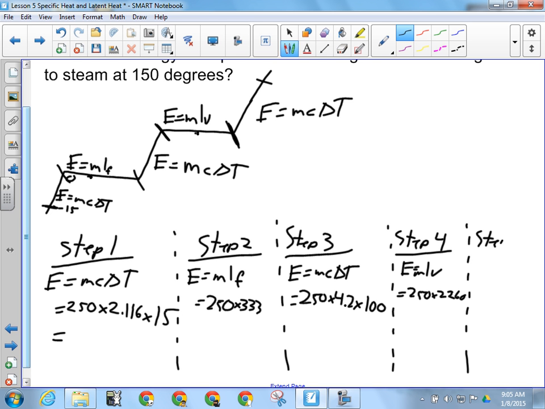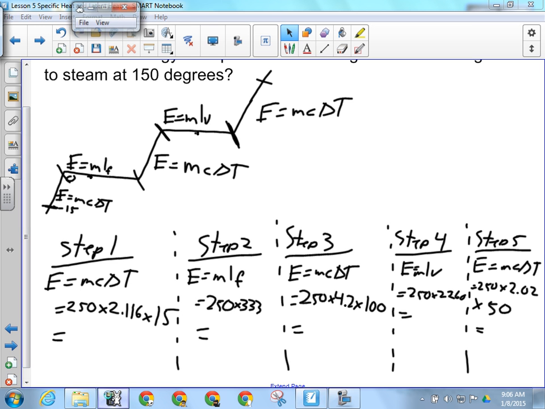And then step 5. Boy, my columns got a lot skinnier as I went along, didn't they? E equals mc delta T. So 250 times the specific heat capacity now of steam, which is 2.02, and then we're changing that by 50 degrees Celsius. Is the math of any of those steps very hard? No, you don't even have to manipulate. You just got to plug the numbers in the right way. So really these are pretty easy marks when it comes right down to it.